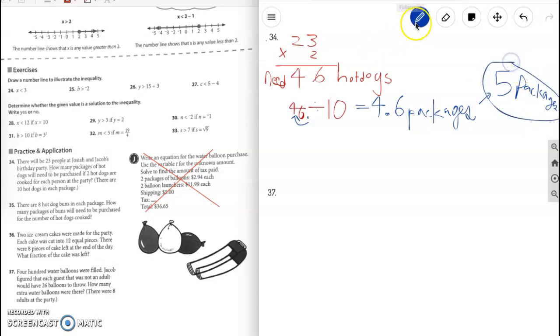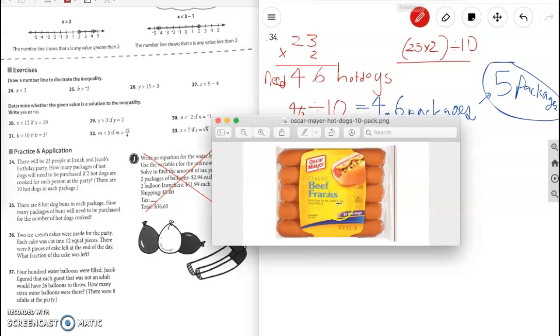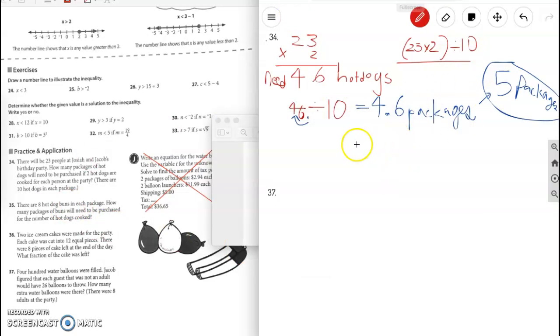The equation you could have done also is 23 times 2 divided by 10. This is how we solved the problem, 5 packages. So for 35, it's going to change a little bit. They're going to say that there's 8 hot dogs in each package, not 10. So how many packages will you need to buy? So you just have to change one of these numbers. I think you know which one.